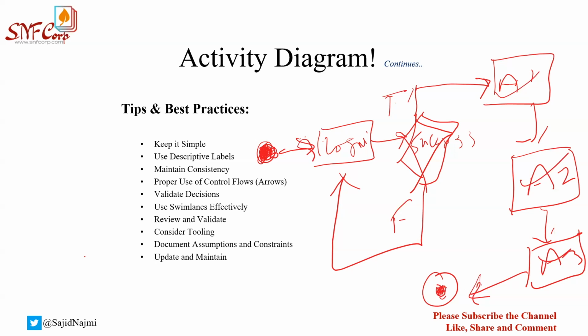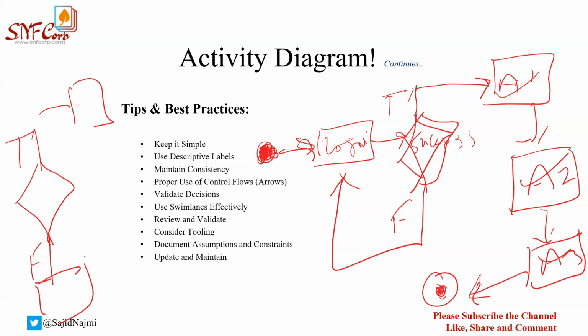You have to validate the decisions. For the decision points that you write here, you have to validate what is happening. Validation as in, let's say if this is true, is it really happening? If this is false, is it really happening or not? So you have to validate so that you don't capture an incorrect requirement. So validation is very important.